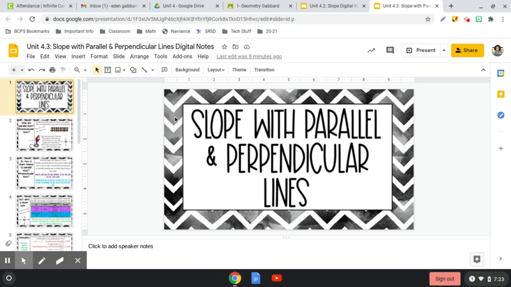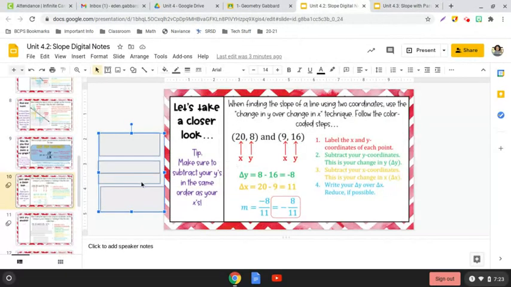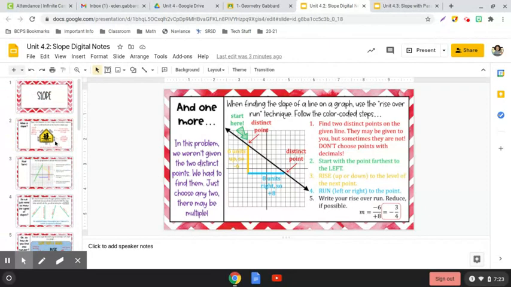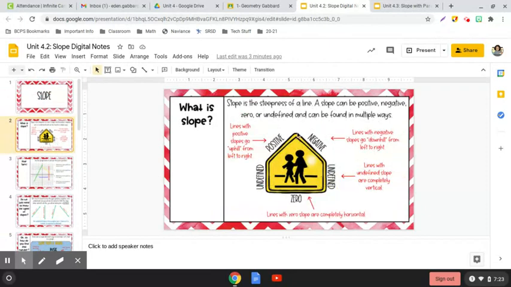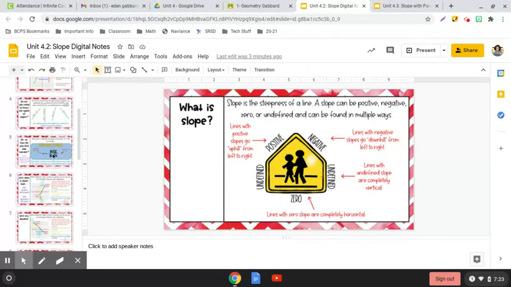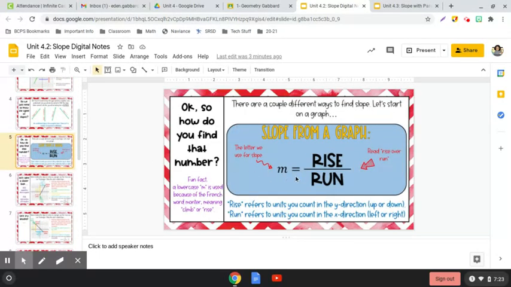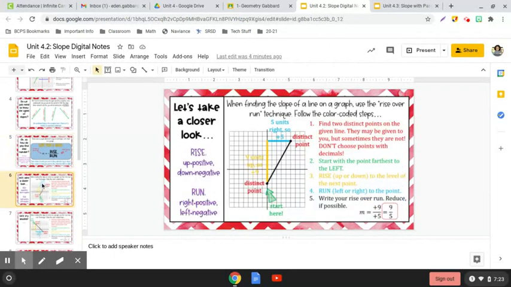So just to do a little review, we covered slope last, and slope is the steepness of a line. We have positive, negative, undefined, and zero. And when we're given a line on a graph, we can calculate our slope by finding the rise over run. And we do that by following these step-by-step instructions.